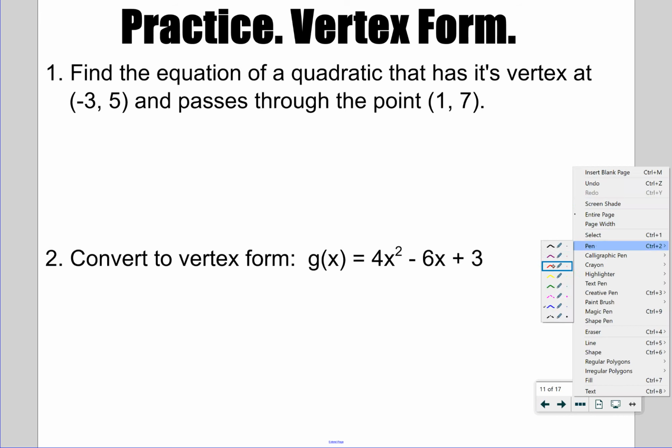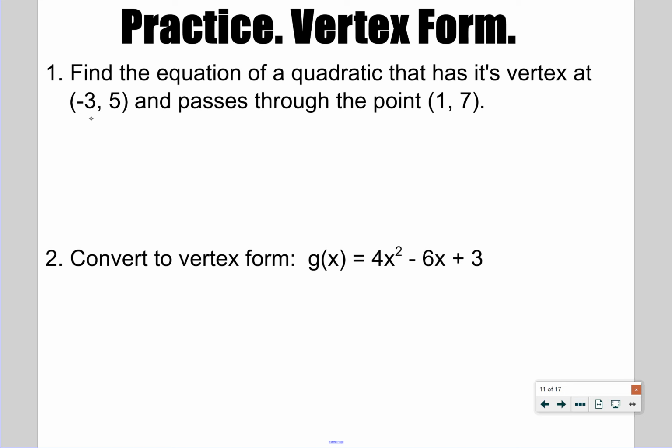All right, for problem number 1, again, we have the vertex. So remember that's the h and k. So I can start by filling that into my function. f of x equals a times x minus my h, so here it would be x minus -3, or x plus 3, squared plus k.